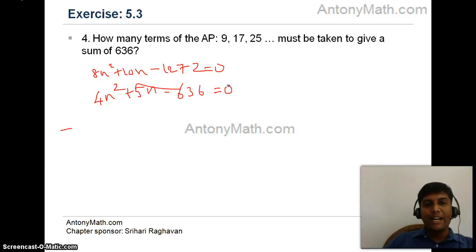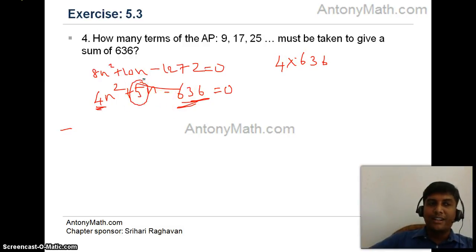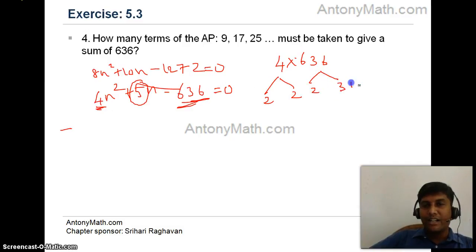So I have a situation where I need to come up with two factors of 4 and 636, the product of 4 and 636, in such a way that the difference between the two factors should be equal to 5, which means the two factors are fairly close to each other. Split them. I have 2 here, I have 2 here. I divide this by 2, I have 318. I divide this by 2, I have 159. I divide this by 3, I have 53.